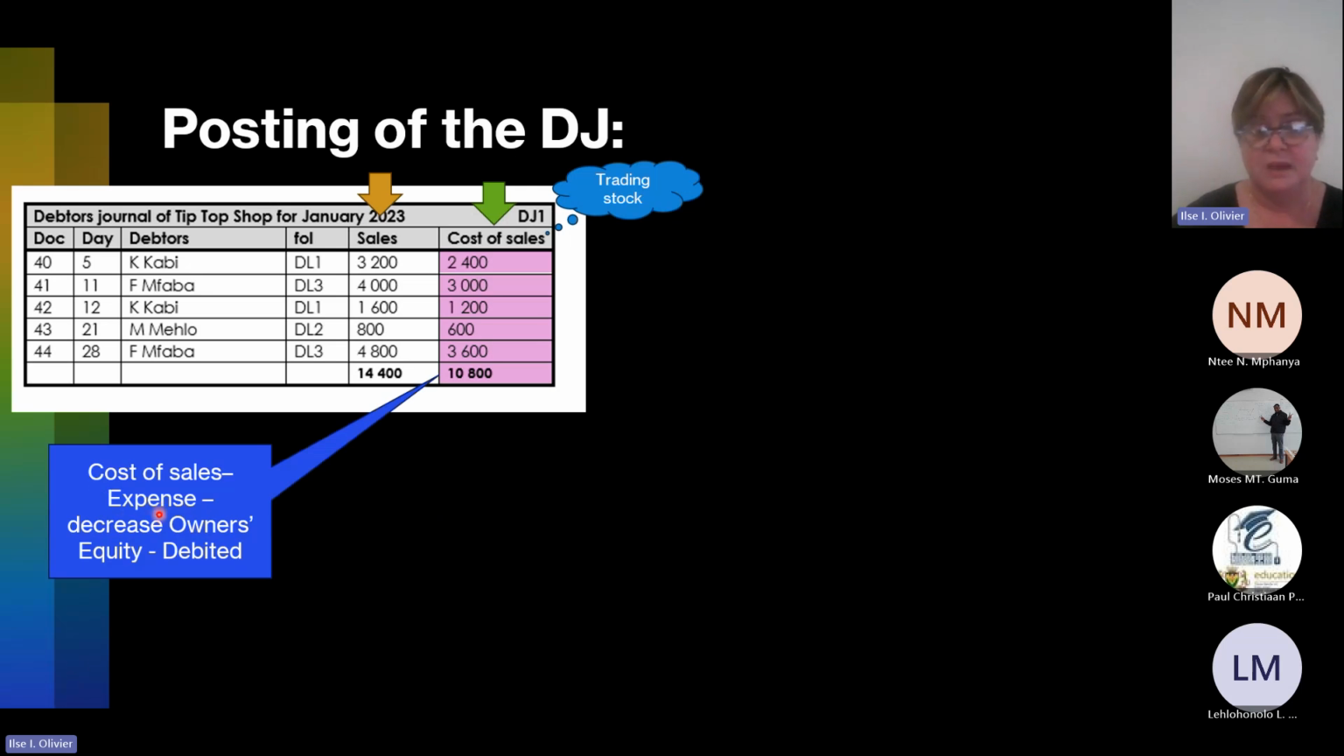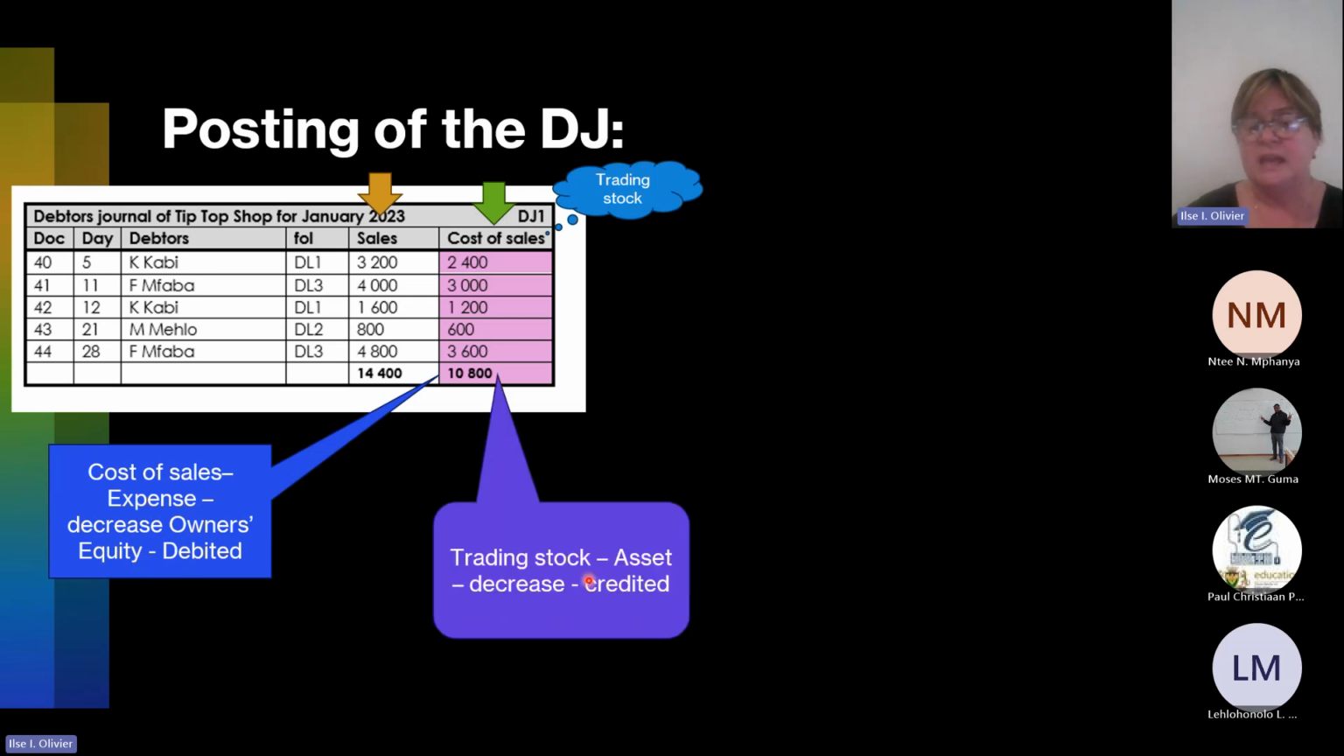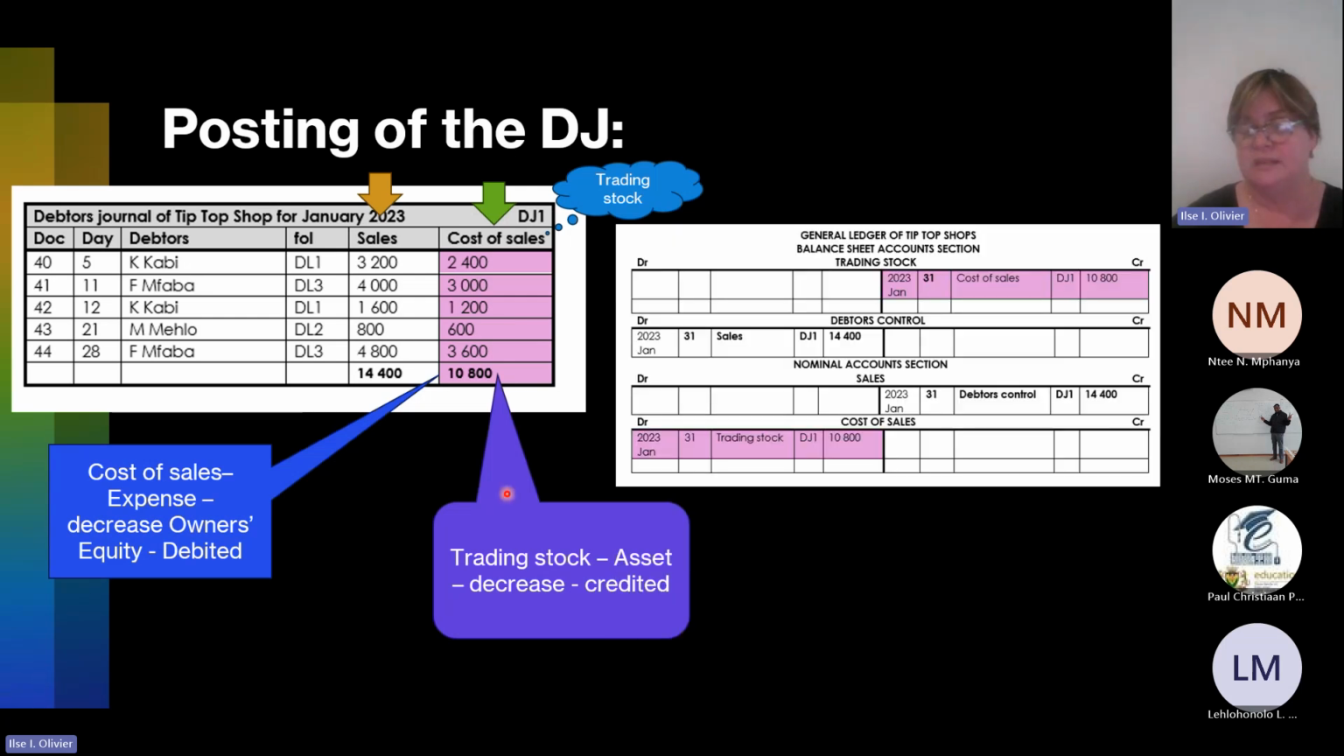Cost of sales is an expense, which decreases your owner's equity, and therefore it's debited. Exactly the same as in the CRJ. Trading stock is an asset that decreases, and therefore it is credited. So again, we start with January the 31st, DJ1, 10,800. Here we write trading stock because we're taking it to the trading stock on the credit side. And in trading stock, we write cost of sales because it comes from cost of sales on the debit side.